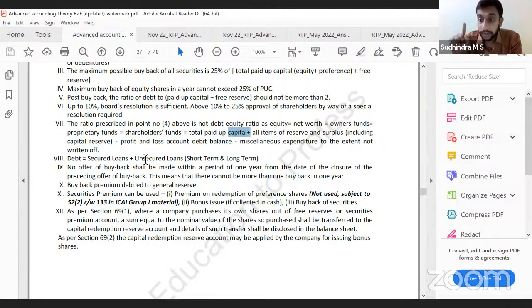Very important. We might miss debt in the sense we might only focus on long term debt. No, long term debt and short term debt, both secured and unsecured, are all covered. Is that clear?